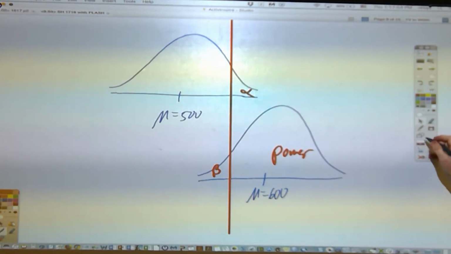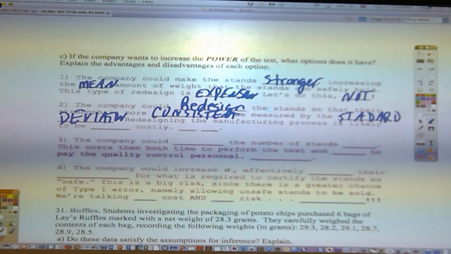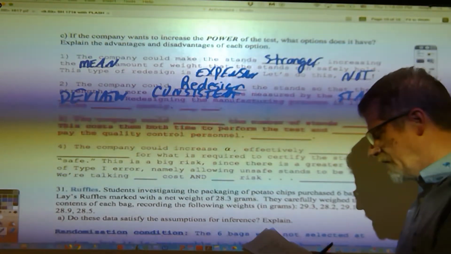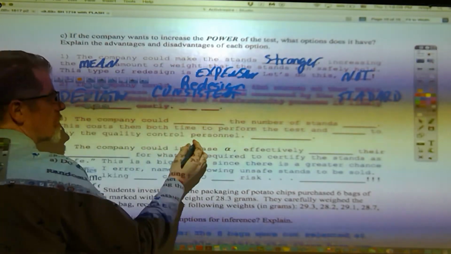But we don't want to go that route because that also is very expensive. Here's how we say that. Redesigning the manufacturing process is likely to be quite costly. Quite costly.